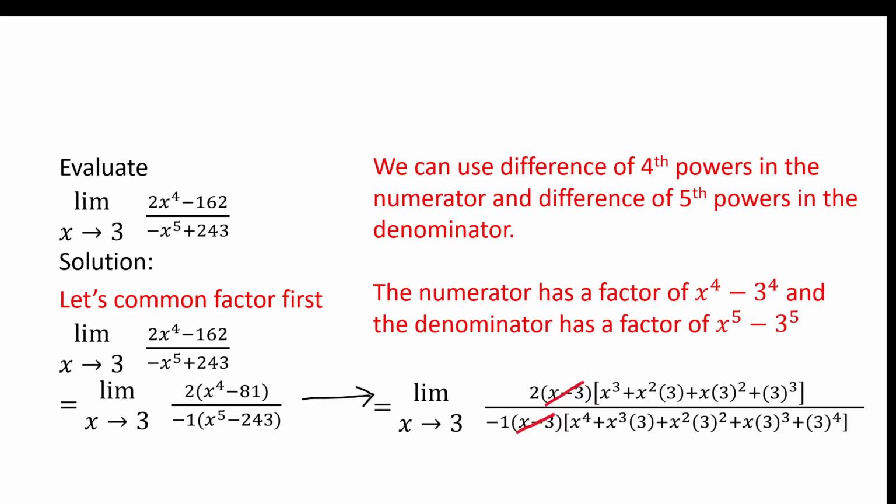So using difference of fourth powers in the numerator, we have x minus 3. We now have x cubed plus x squared 3 to the 1 plus x to the 1 3 to the 2 plus 3 to the 3. Using difference of fifth powers downstairs, we have x minus 3. And then we have x to the 4 plus x to the 3 3 to the 1 plus x to the 2 3 to the 2 plus x to the 1 3 to the 3 plus 3 to the 4.